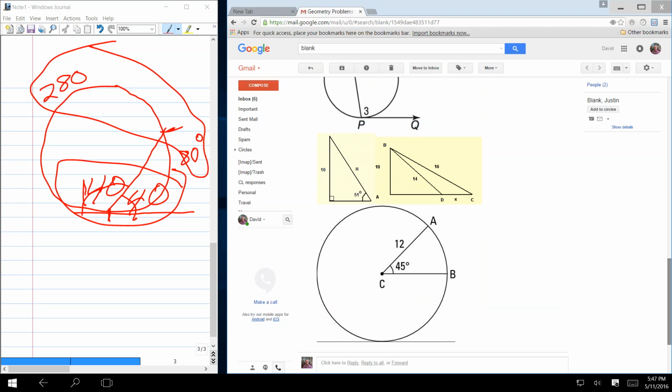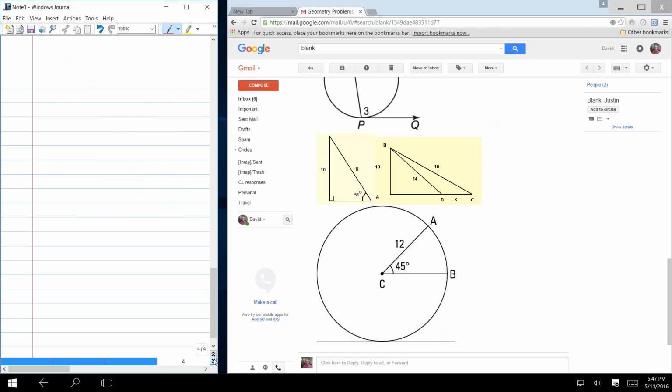Okay, so here we're solving for h. How are we going to do that? So we need to find the hypotenuse. We got three things: we got this angle, we got that side, and we got h. So which trig function relates that angle, that side, and h? That's what you have to always determine.